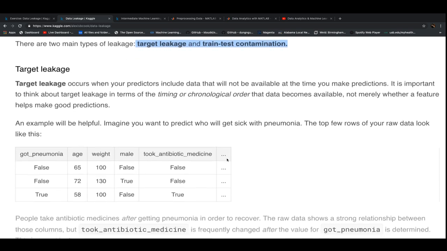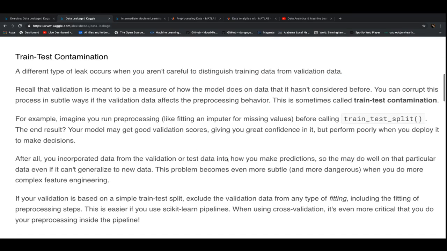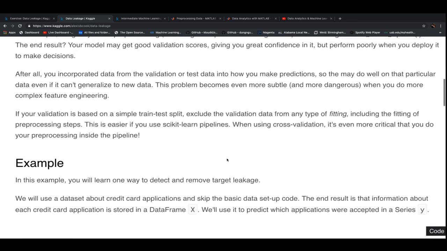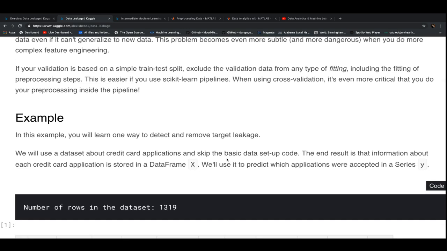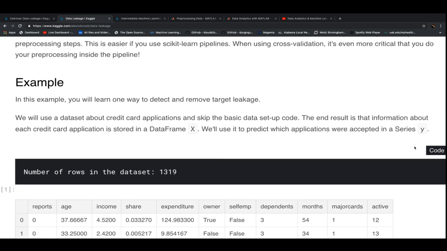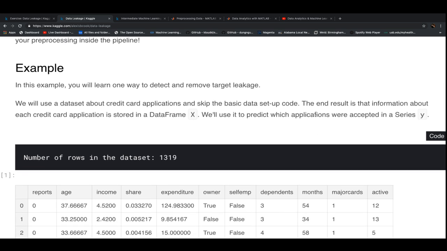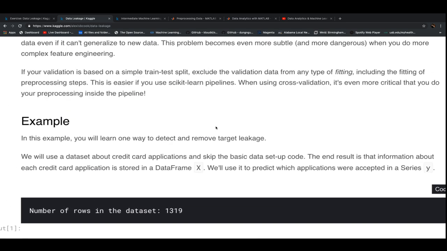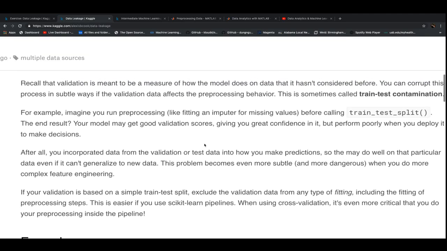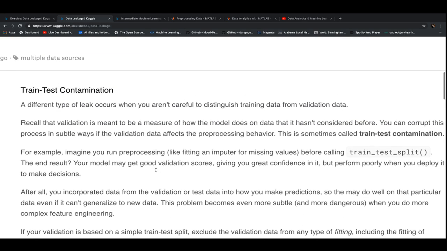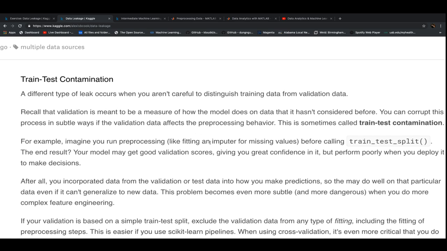So let's go down to where it talks about train test contamination, and then we'll go back up to the target leakage. They actually run an example in here, and then again, if you wanted to run the code, you could fork this notebook. This is a Jupyter notebook that you could pull and actually work with. Oh, this is an example of target leakage. Let's go back up here. So train test contamination, this is what we were talking about.